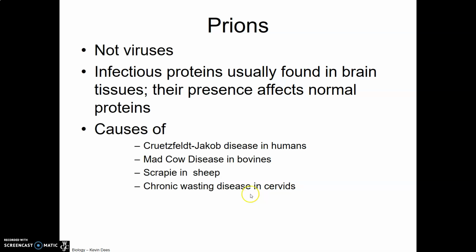Now, the last thing I want to talk about are these things called prions. And prions are not viruses at all. We're going to include them here because these prions are actually infectious proteins, and they're usually found in brain or nervous tissue, and their presence can impact the shape and therefore the function of normal proteins. Prions cause things like Creutzfeldt-Jakob disease in humans, mad cow disease in cows or bovines, something called scrapie in sheep, and here recently a new prion-caused disease known as chronic wasting disease has been seen in cervids. Cervids are deer, like white-tailed deer, moose, elk, etc.